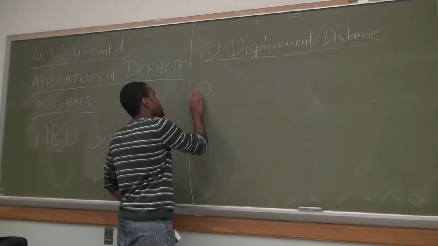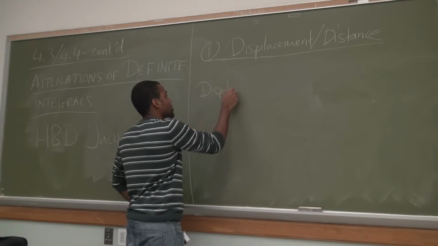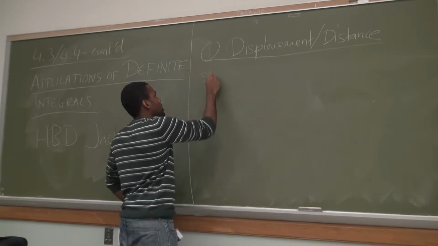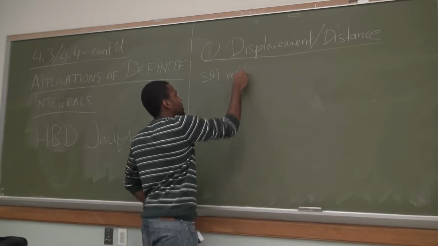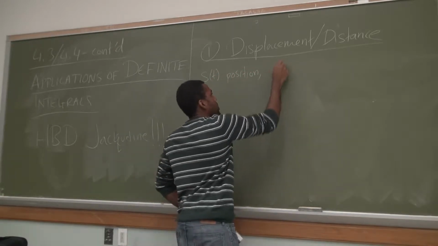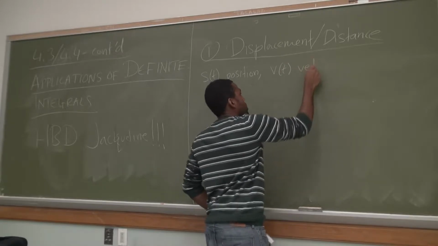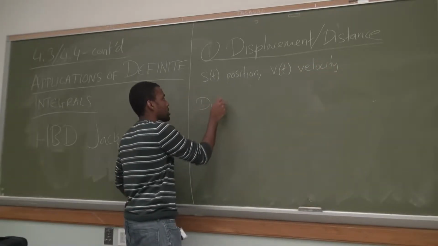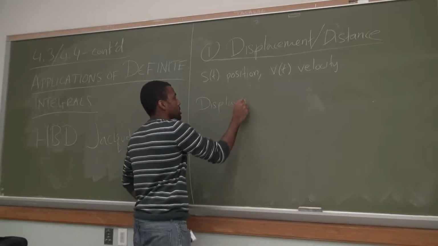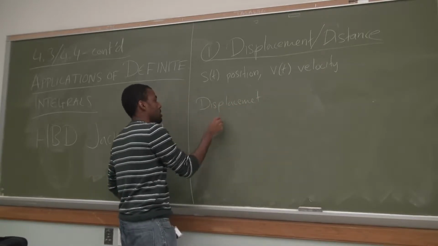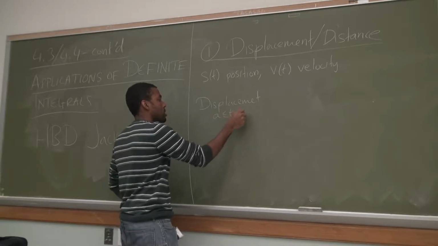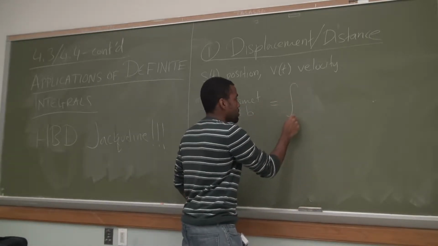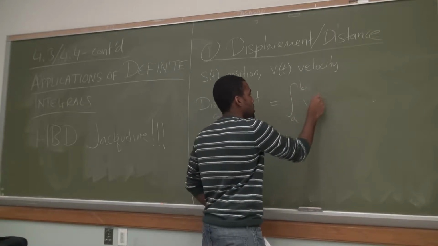So basically what this means is, let's say s of t is position, v of t is velocity. The displacement for some time window from A to B is given by just the definite integral from A to B of the velocity.